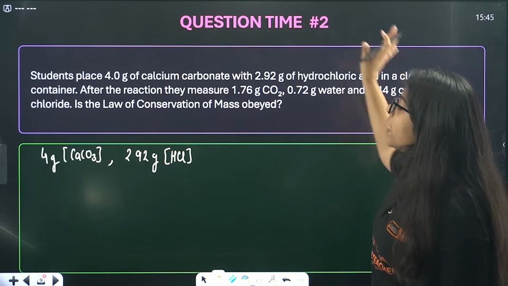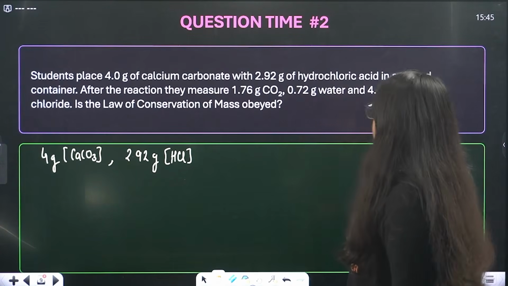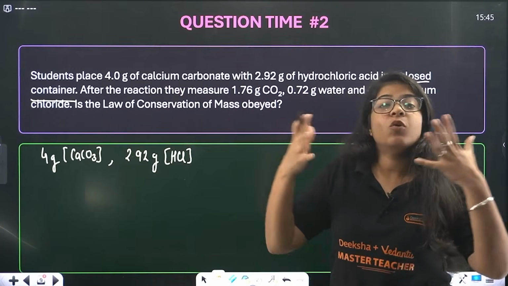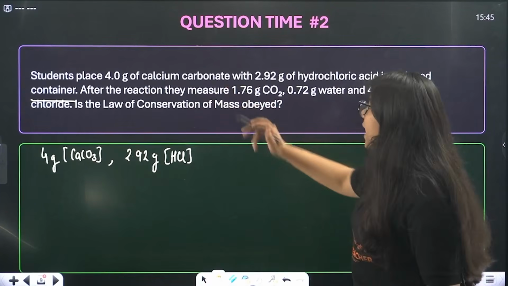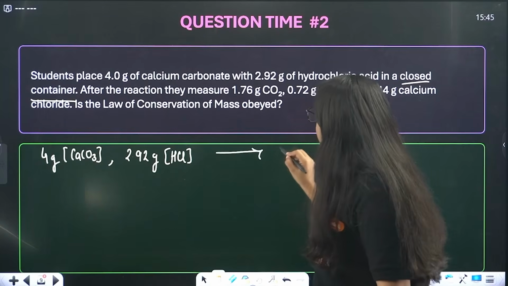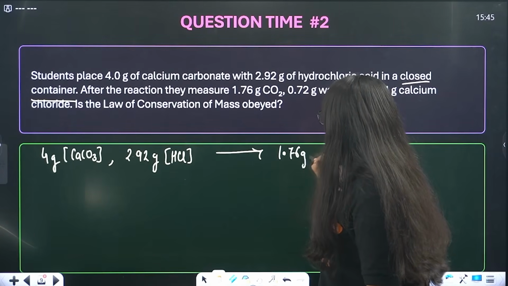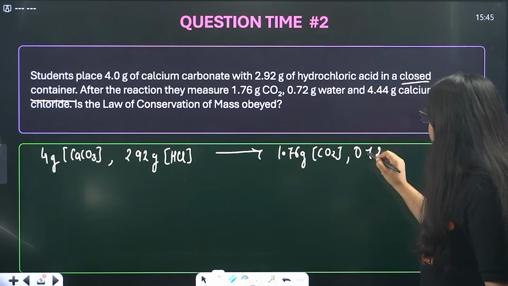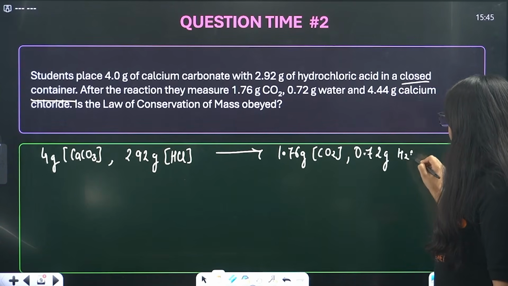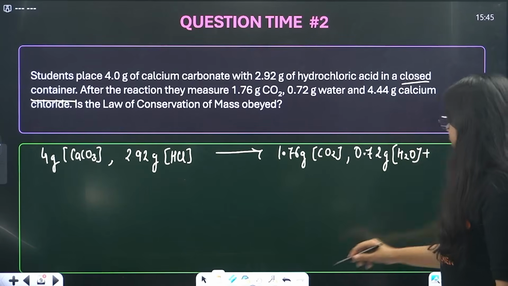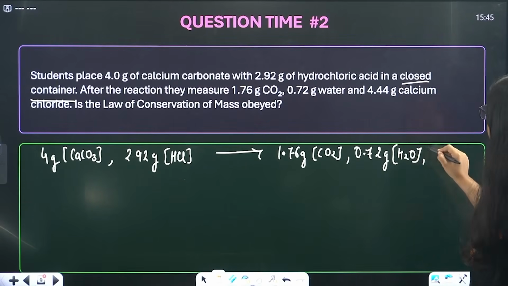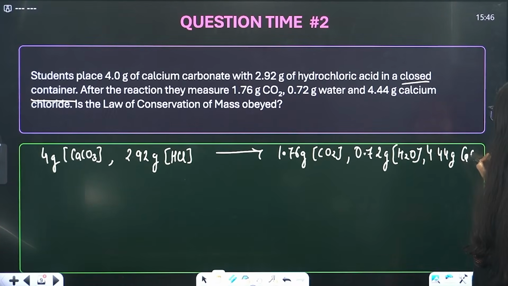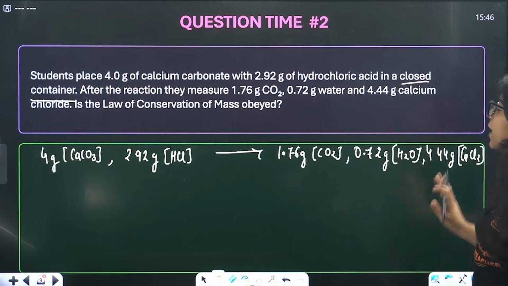In a closed container. Now this closed container is very important. Why? Because this tells us that even if some gas comes out, it won't escape, right? After the reaction, they measure 1.76 gram of CO2 and 0.72 grams of water, and 4.44 gram of calcium chloride, CaCl2. These are the things they did.